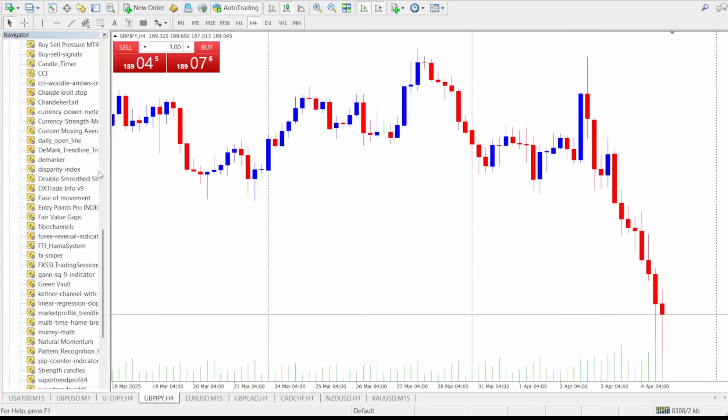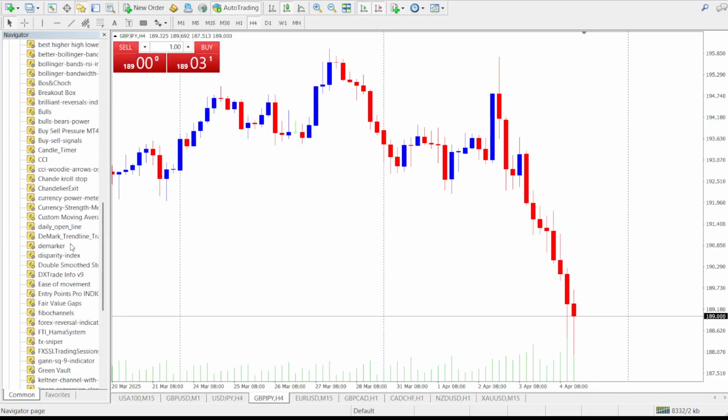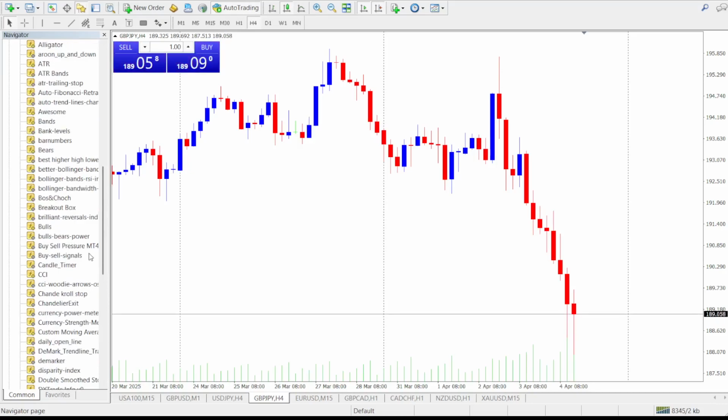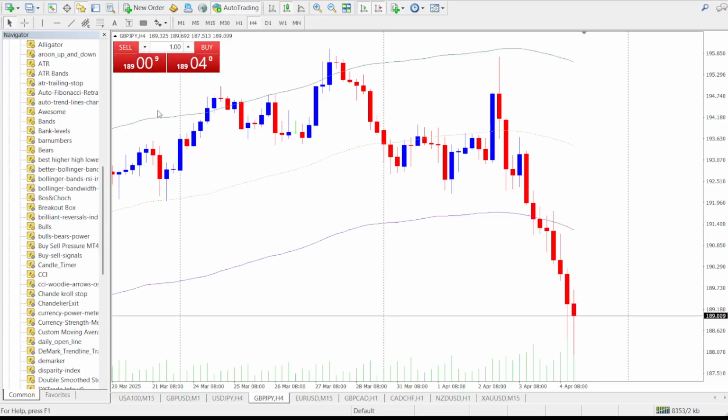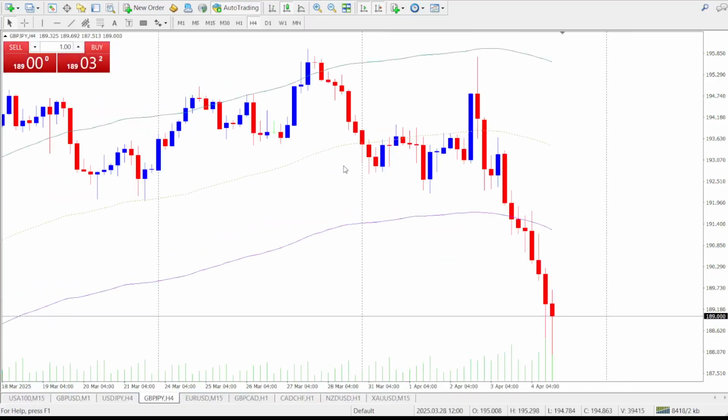Let me add the indicator to the charts. First of all, the ATR Bands Indicator. Okay, here we go. Let's just make this thicker.